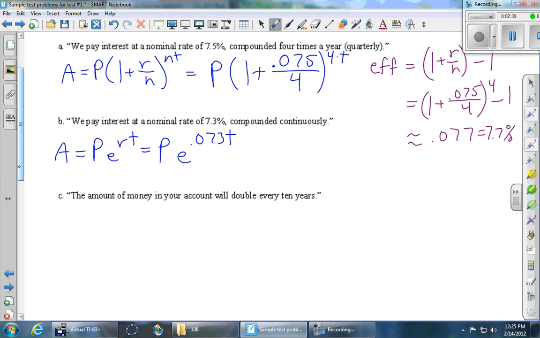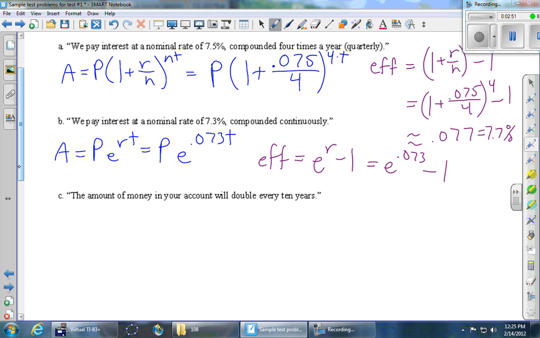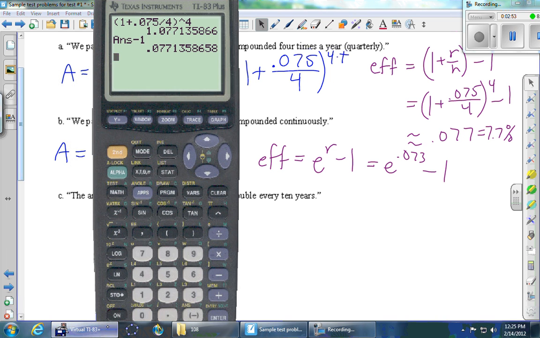And if we want the effective rate, it's a little bit different. The formula for the effective rate is e^r, subtract 1. So e^0.073, subtract 1, and we'll type this into the calculator. And then subtract 1 from that, and we get about 7.57%.